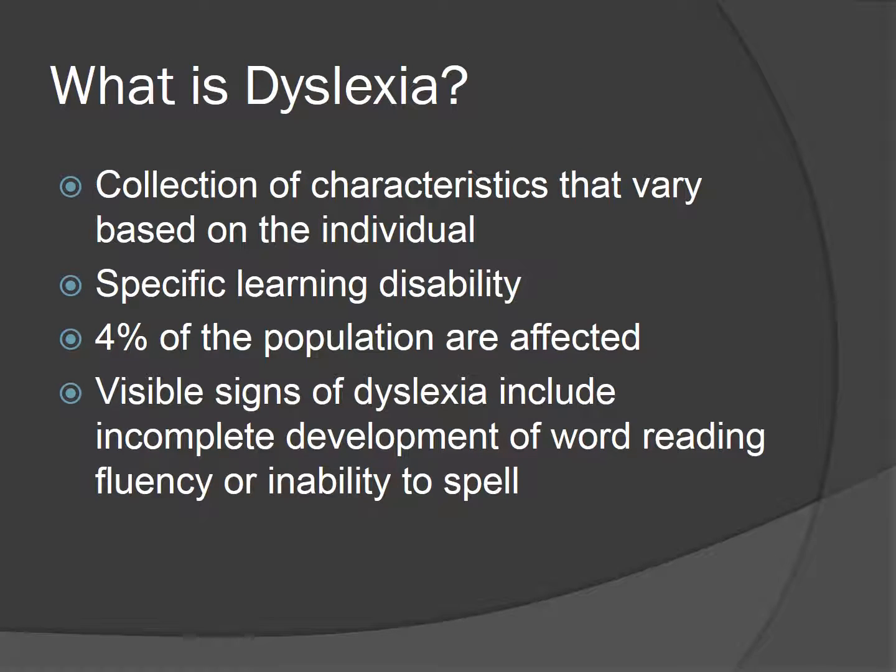Simply, dyslexia is a collection of characteristics that vary based on the individual. It's known as a specific learning disability, and around 4% of the population are affected. Usually, dyslexia can be seen in children who are having issues with spelling or word reading fluency.